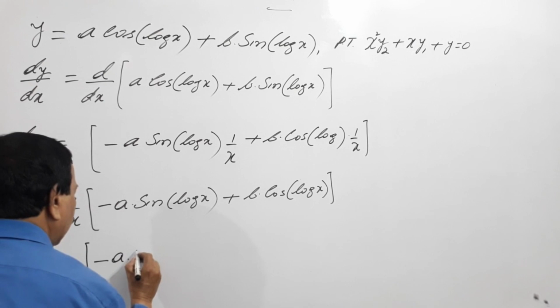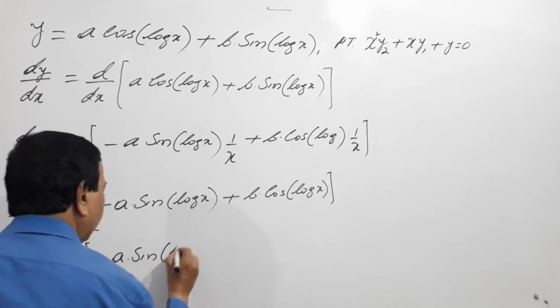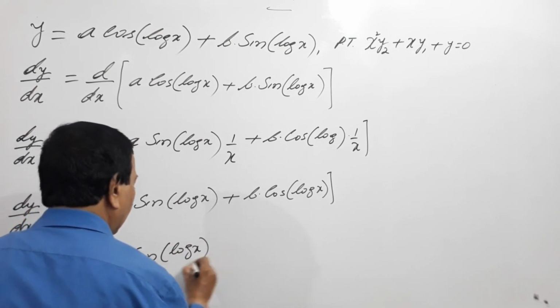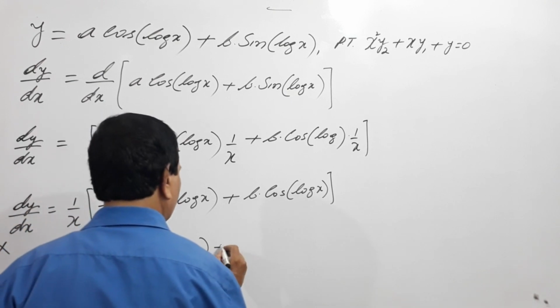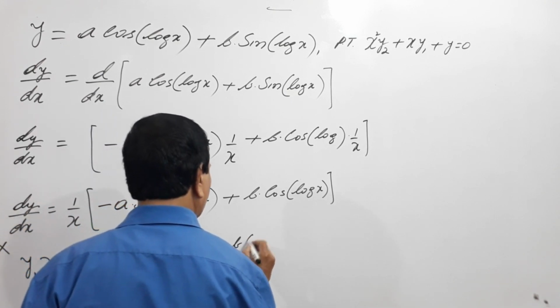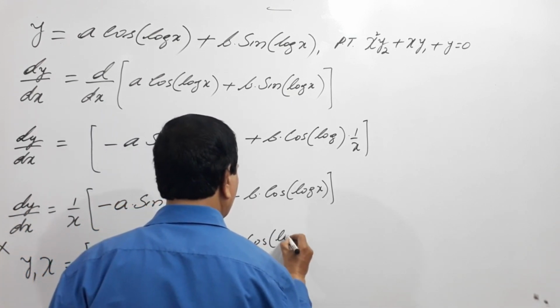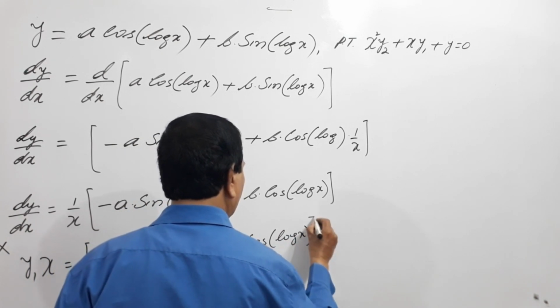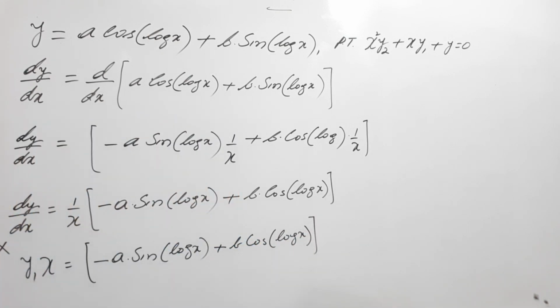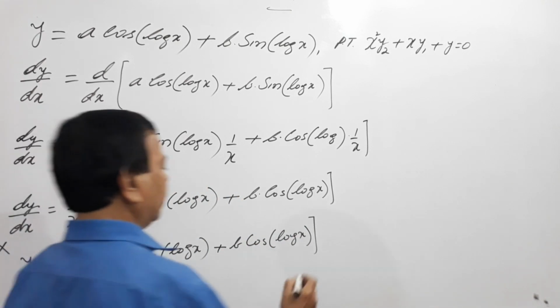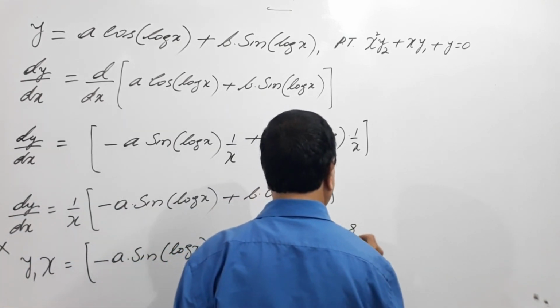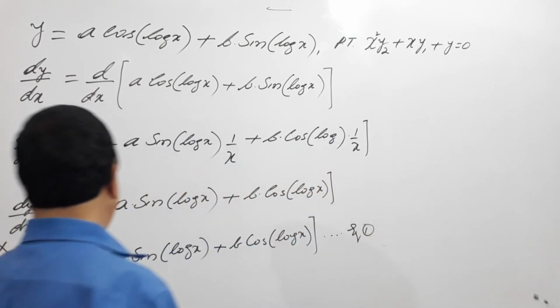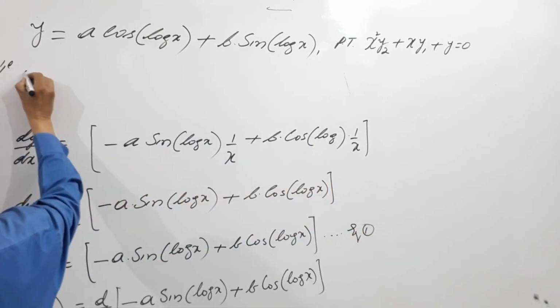Minus a into sin of log x plus b into cos log x. What I have done? I have multiplied this. So I call this as equation 1.